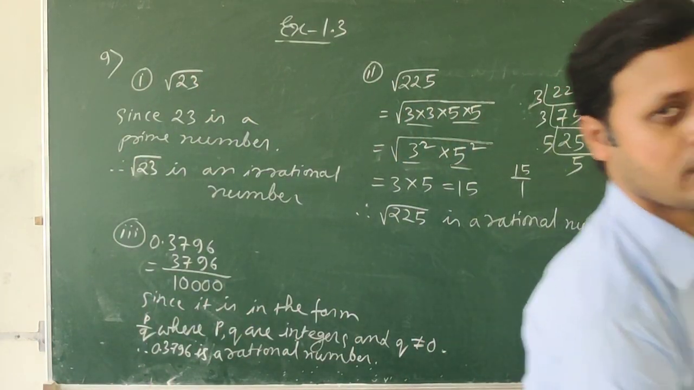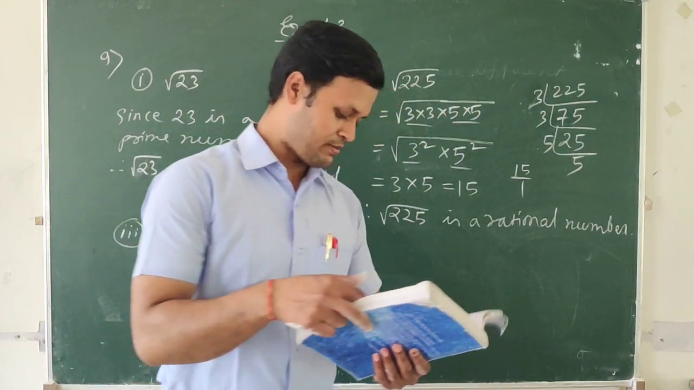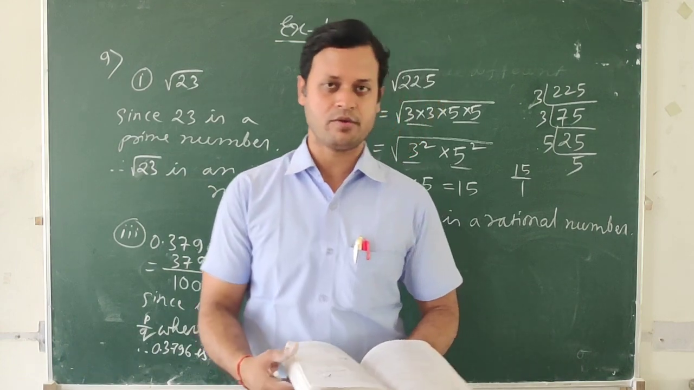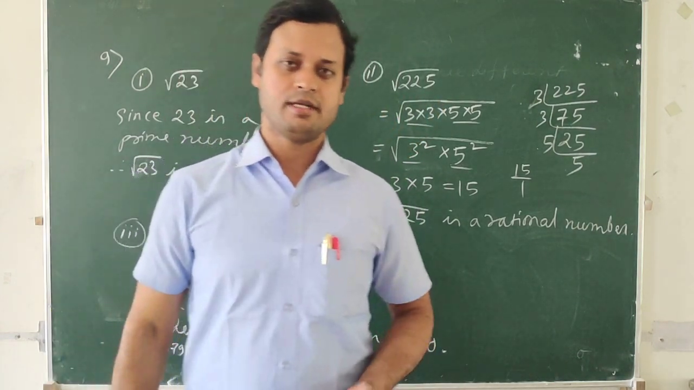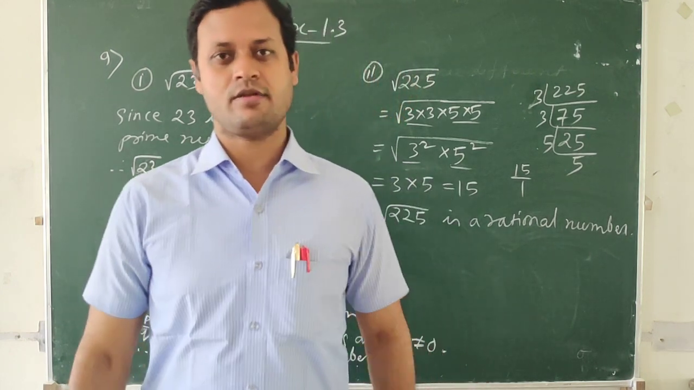So students, this much only for today. So here in this big number 9, we only have to classify. Okay, we only have to tell whether the number is a rational number or an irrational number. Just give a reason and just write it down this way.